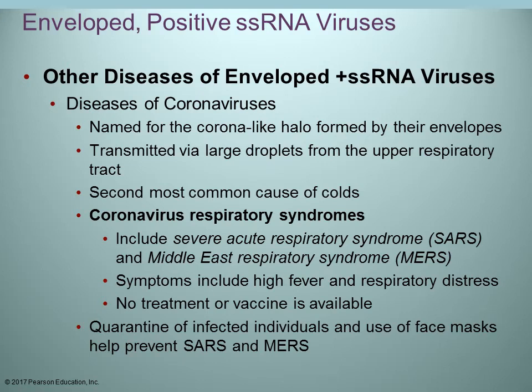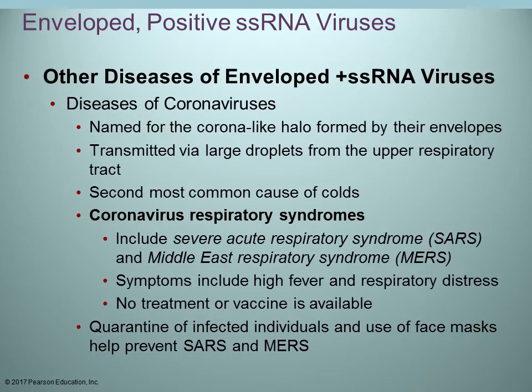Now, diseases of the coronaviruses. This is a group of viruses. They're named because of the envelope. They do have spikes, and when you look at it on an electron microscope, it looks like they kind of have this halo, and so that's where it gets its name from. It usually causes upper respiratory infections, and so it's transmitted by droplets from the respiratory tract. It's the second most common cause of colds.